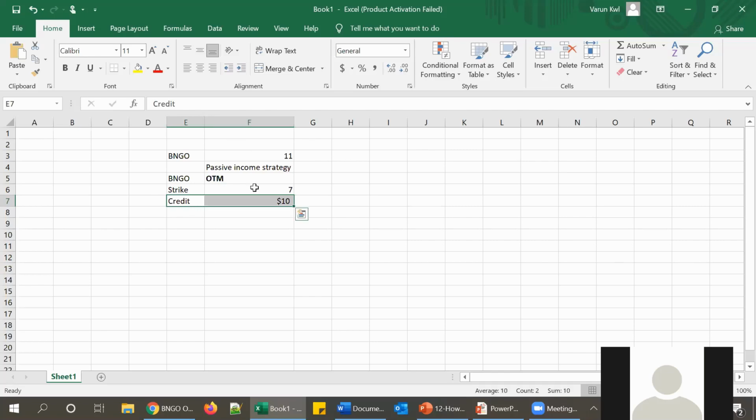And until and unless this price is going to come up to $7, if bingo will come up to $7, then either we will have to take the assignment, which basically or technically means we have to buy bingo at $7, or we will have to pick up a loss over here. So this was more of a passive income strategy where we are very safe and playing very far away from the actual price of the stock.